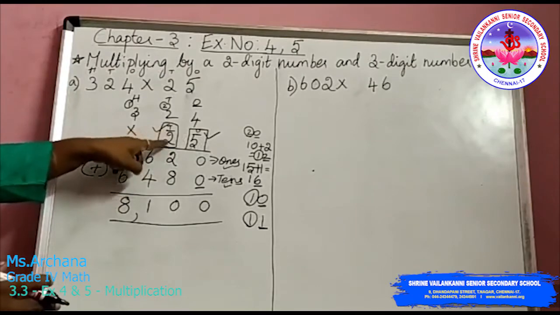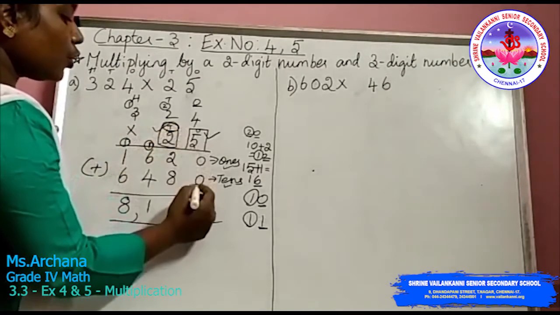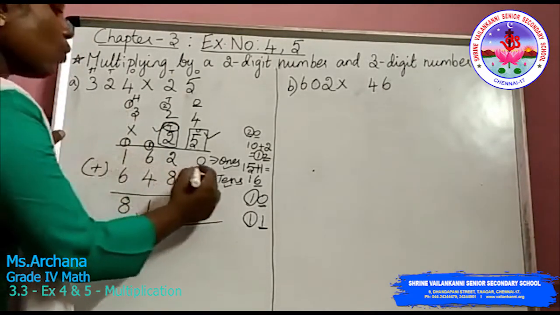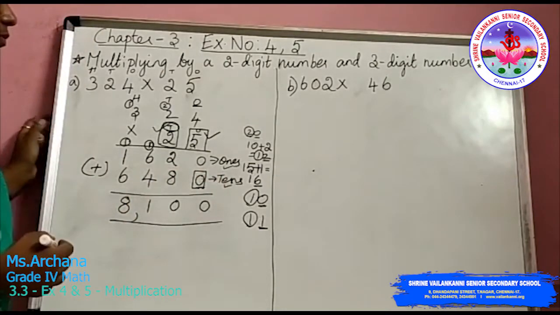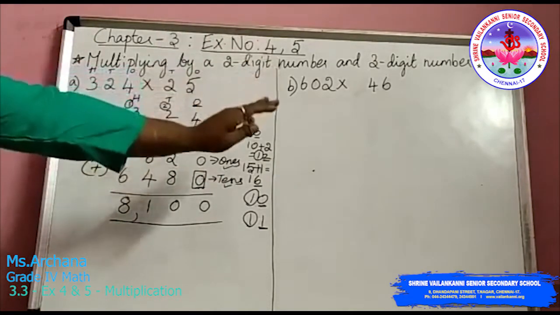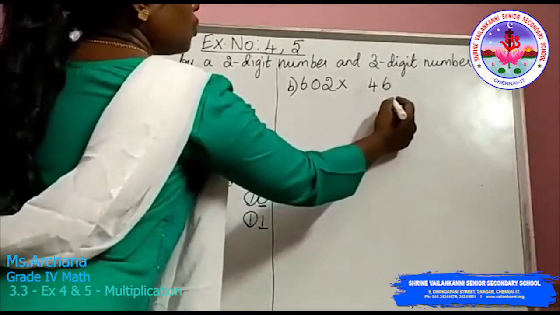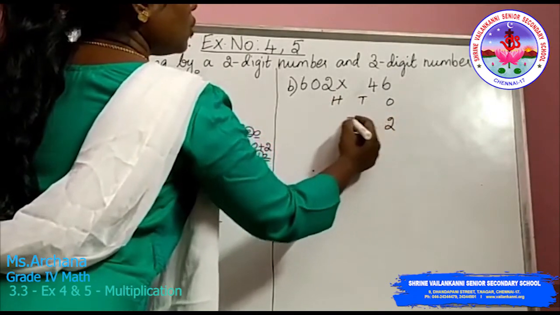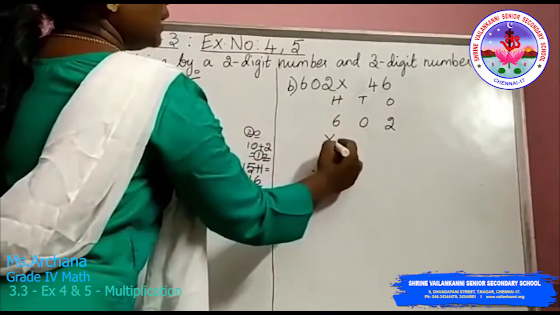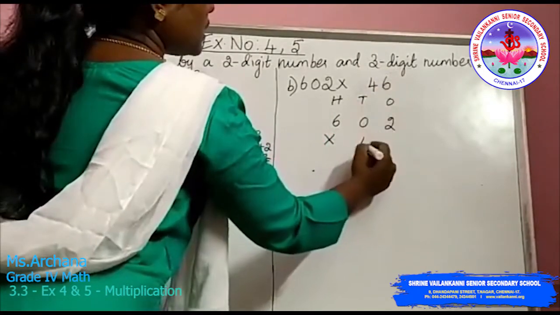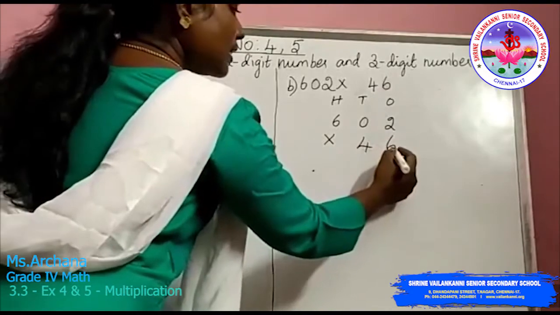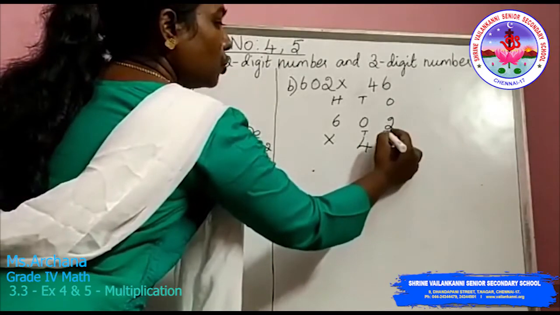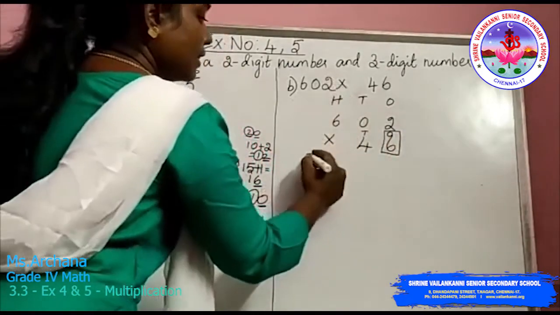That is, before starting multiplication with the tens place value, you are supposed to give 0 in the second row of the first place, which is the ones place. Okay? So, using the same concept, you are going to do one more sum. Ones, tens, hundreds, which is 2, 0, 6, has to be multiplied with 46. So this 6 is the ones place, this 4 is the tens place. So first, I should do multiplication with the ones place.